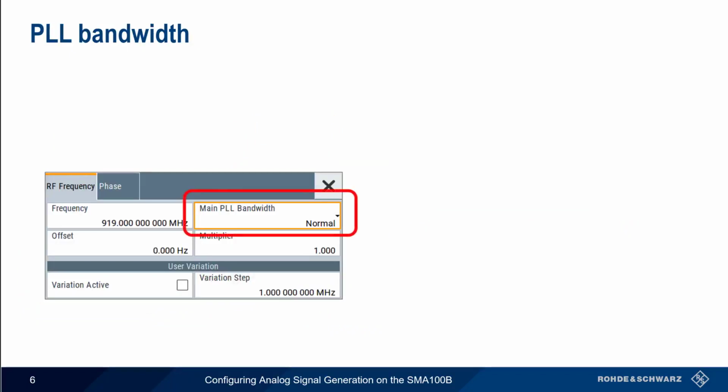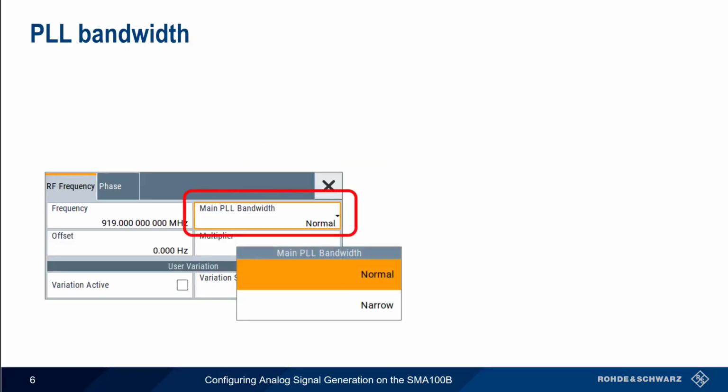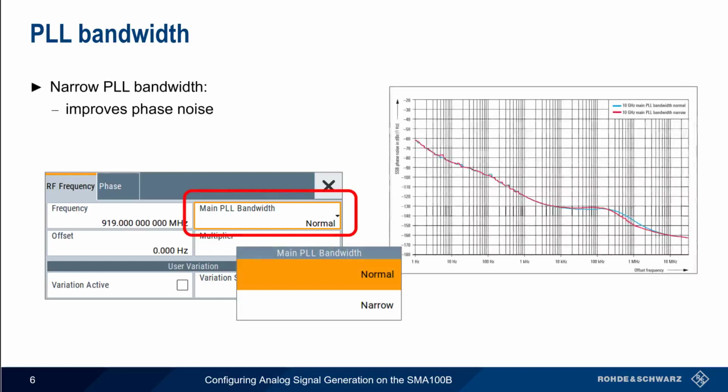PLL bandwidth can be set to either normal or narrow. Setting the PLL bandwidth on the SMA to narrow improves phase noise performance, but it also decreases the maximum modulation bandwidth. If you need the best possible phase noise performance, setting the PLL bandwidth to narrow may provide an improvement.